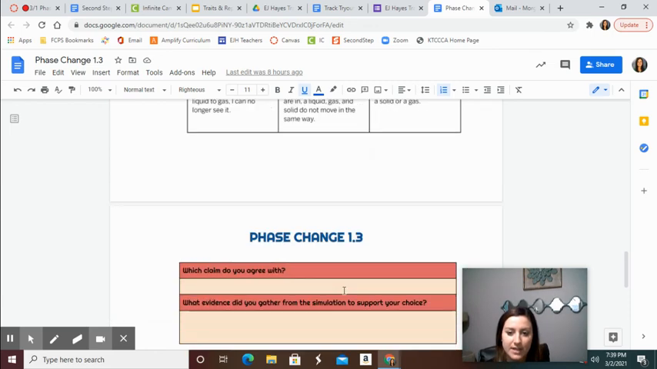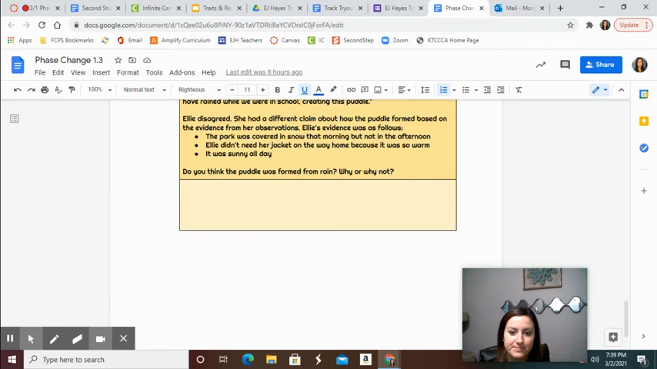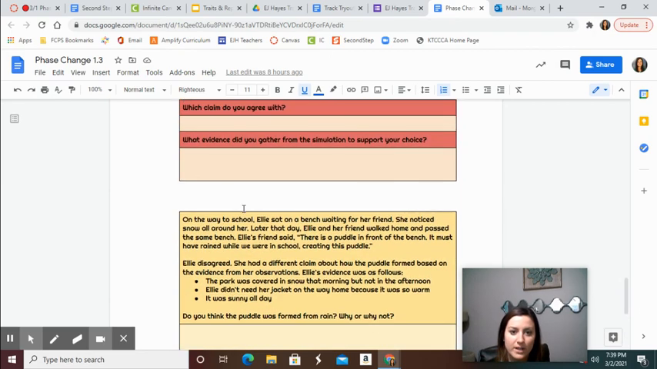And then down here, you're going to tell me what you noticed from the simulation that will support your claim. And you can continue to play with the simulation more if you need to gather more evidence. And then there's a scenario down here that I want you to read and kind of tell me what happened with this rain puddle. And that's it for this lesson.